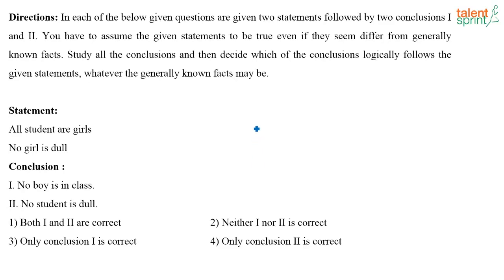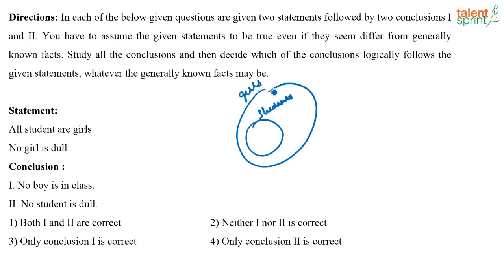What is given here? All students are girls. No girl is dull. So what is the first conclusion? No boy is in the class. Nothing about boys or class is mentioned here, so this conclusion definitely does not follow. Next, no student is dull. Yes, it is given that all students are girls, so students come under the set of girls, and no girl is dull. So obviously no student is dull. The second conclusion follows. The correct answer is option 4, only conclusion 2 is correct.